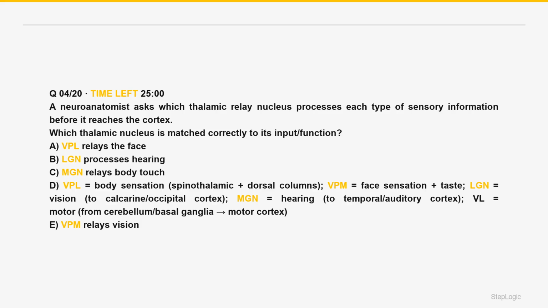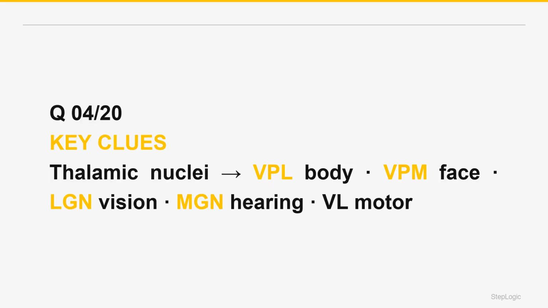Which thalamic nucleus is matched correctly to its input function? A neuroanatomist asks which thalamic relay nucleus processes each type of sensory information before it reaches the cortex. Read the command: which thalamic nucleus matches its function? VPL body, VPM face taste, LGN vision, MGN hearing, VL motor.